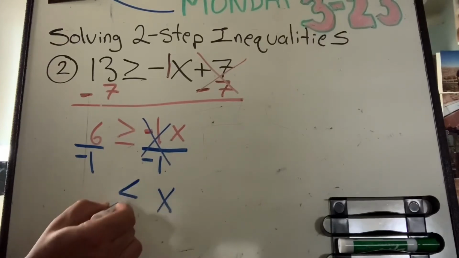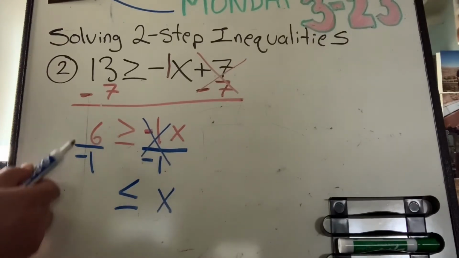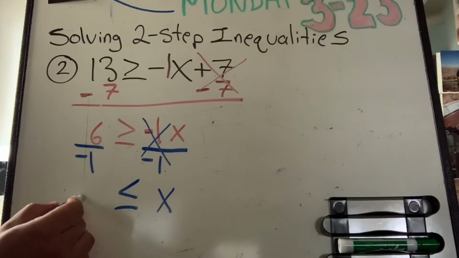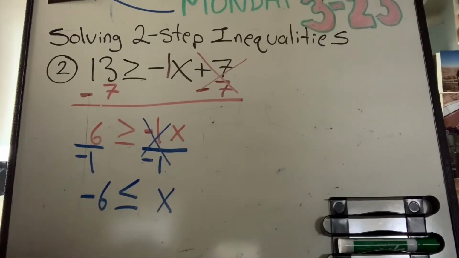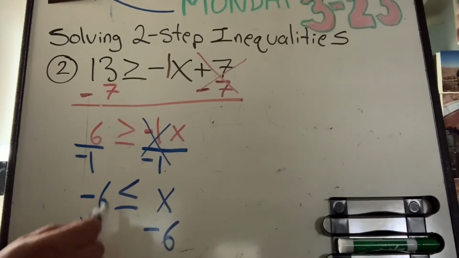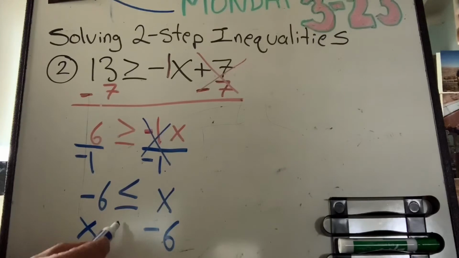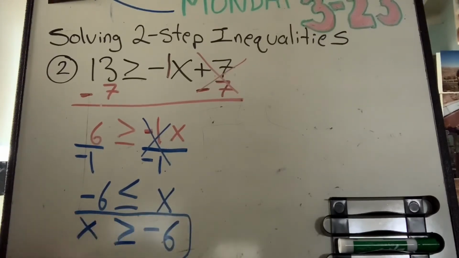So it's going to look like this now. 6 divided by negative 1, negative 6. And then let's switch it around. So the variable's on the left side, which means you're going to flip your inequality sign again. There. That's the answer. Okay, you're going to put that on a number line.